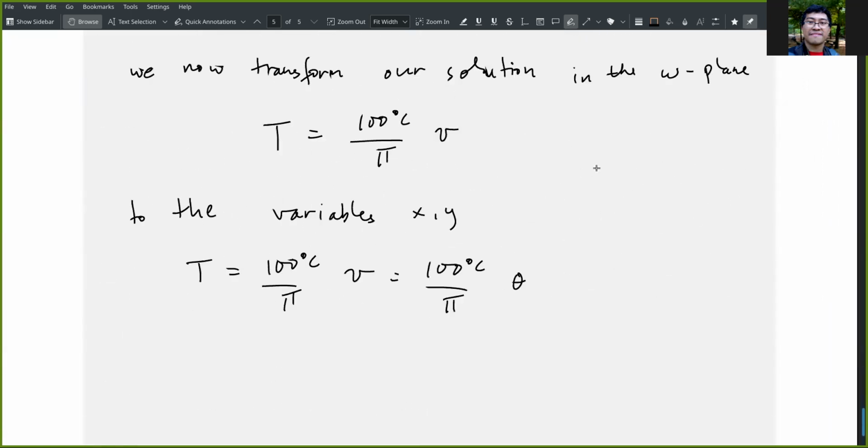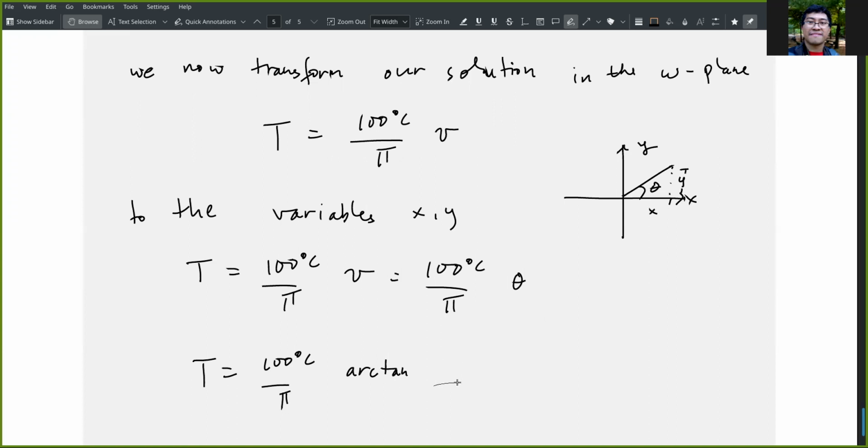if you have here xy on the z plane, this is theta, then if this is x and this is y, then tangent theta is y over x, which means that theta is simply arctangent of y over x.